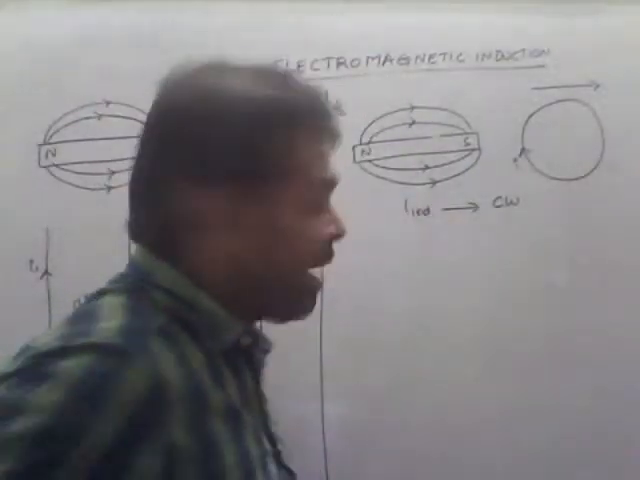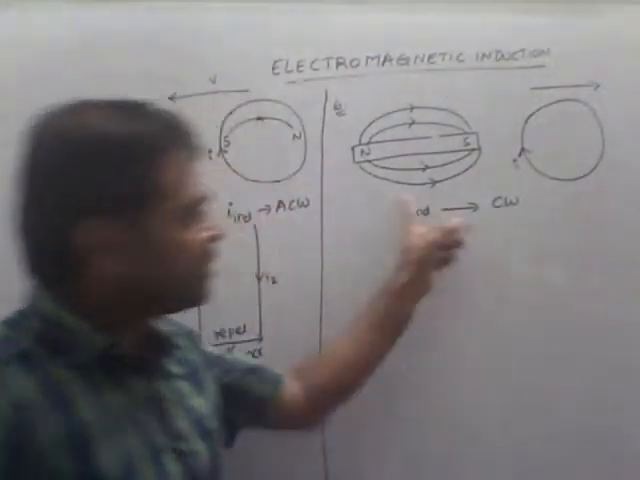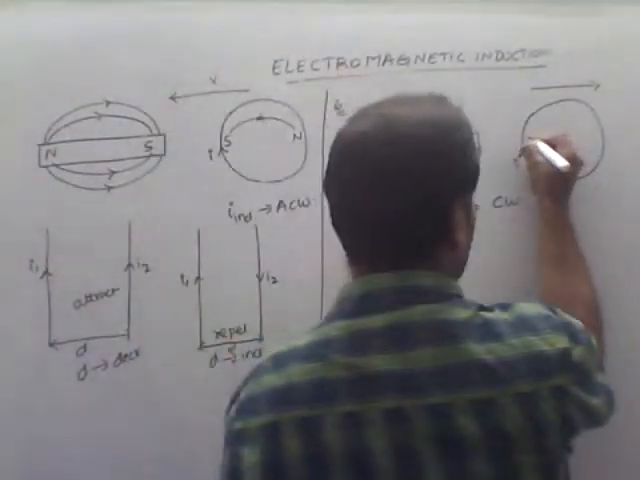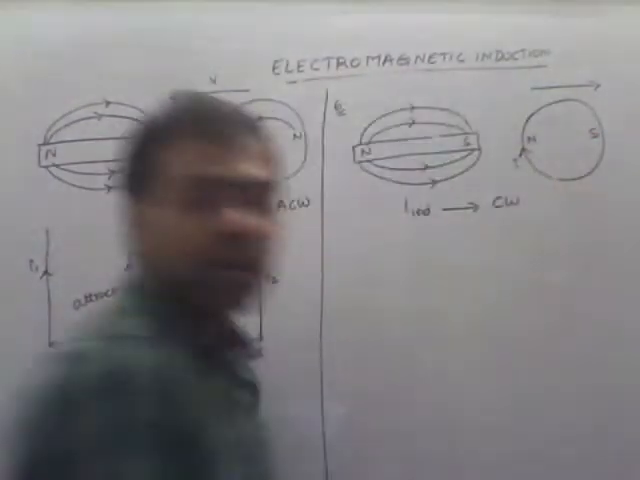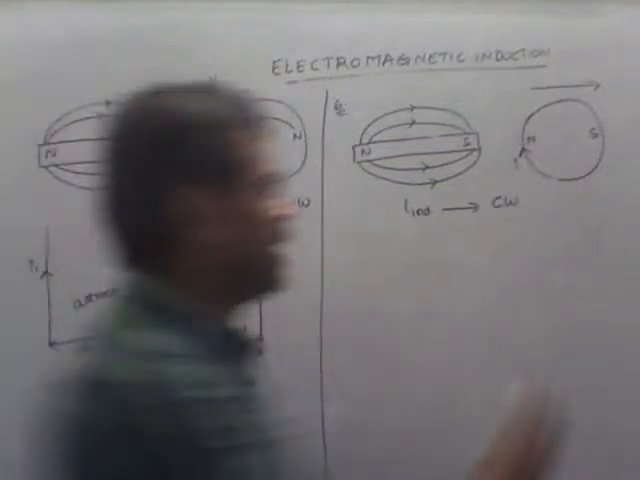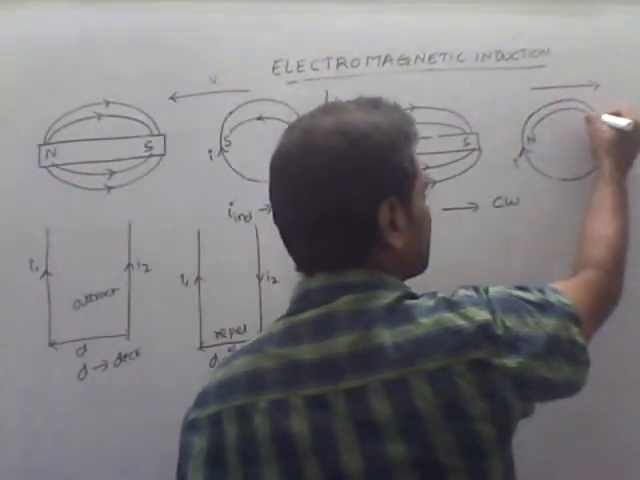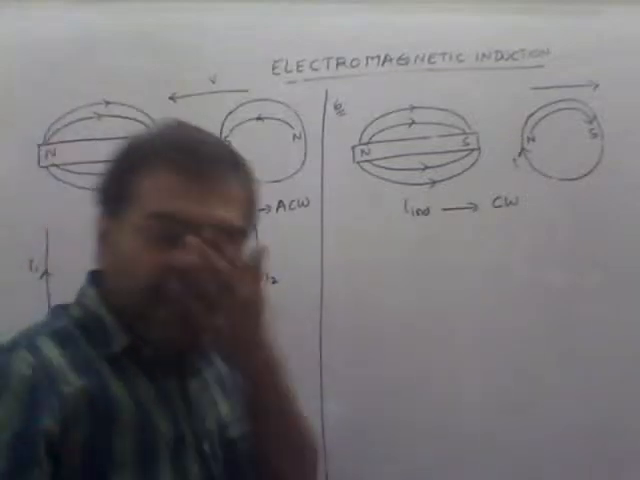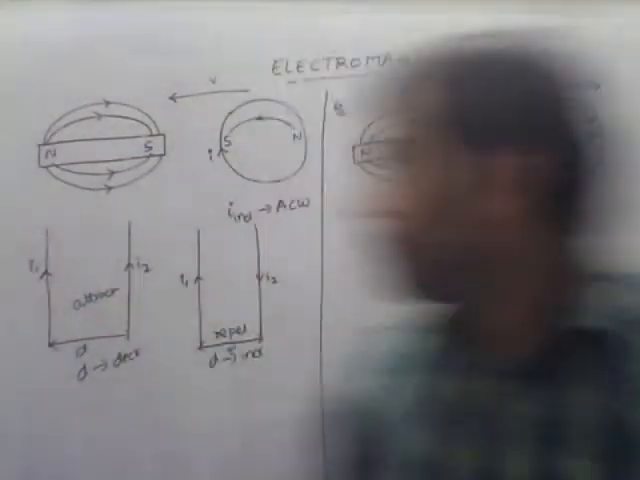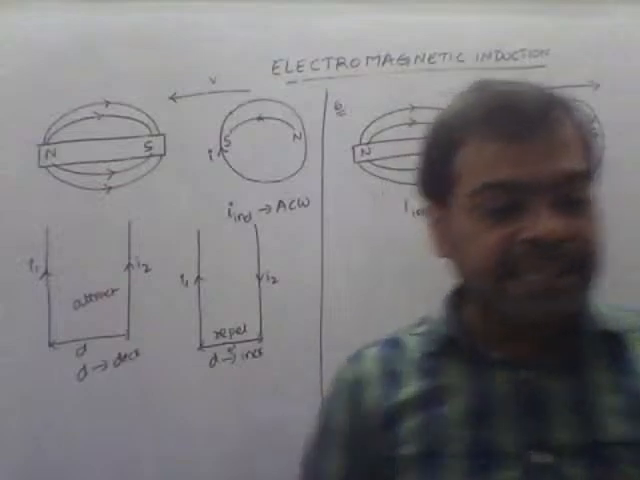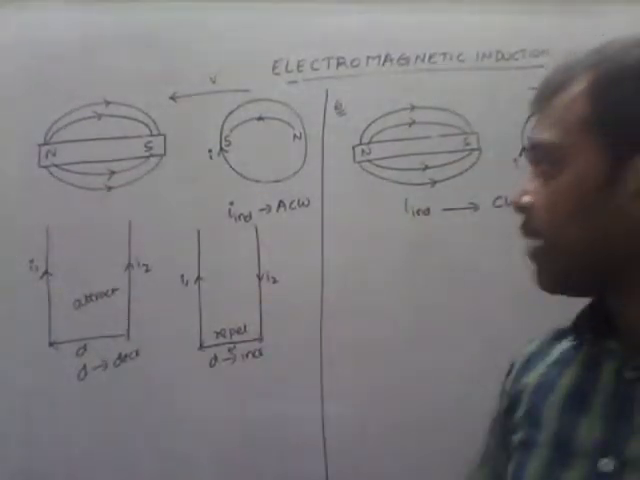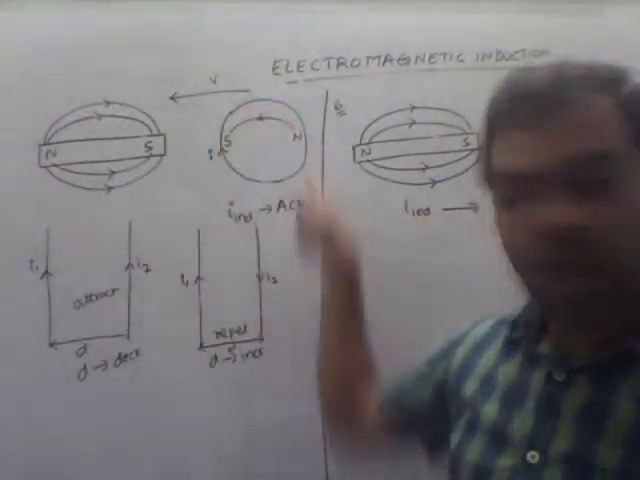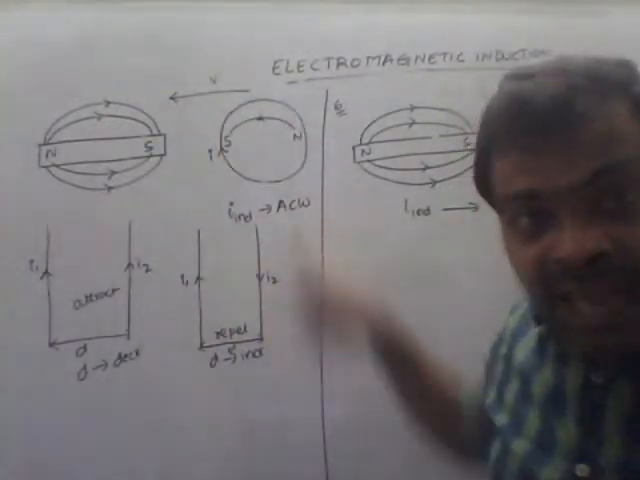Whenever in the case of attracting, whatever the direction, here also should have north pole, and here also should have south, and the direction is like this. The induced current is the same, but whenever it is repelling, it is opposite to the direction of the current produced. See here, the current is moving clockwise, but the induced current is anti-clockwise.